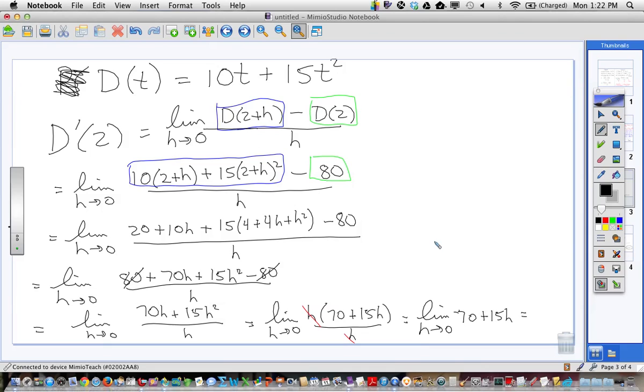And now, as h approaches 0, what do we got? 70, right? 70. So at 2, if this was a miles function, a distance function, this would mean at 2, the velocity, the miles per hour, was 70.